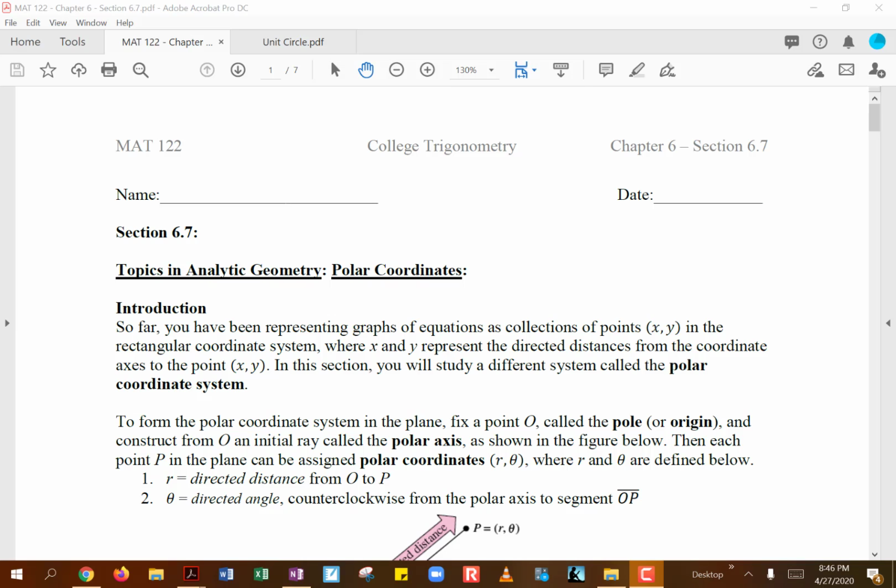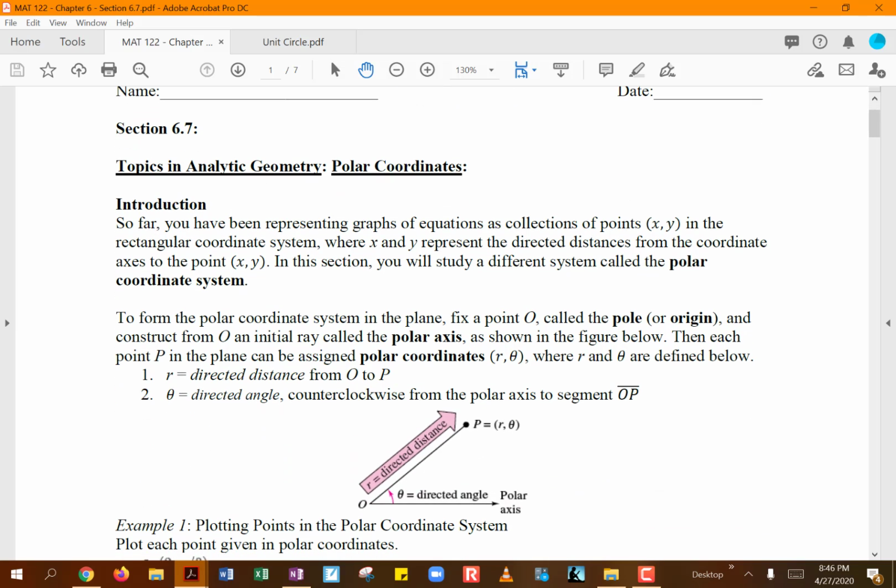Hey everyone, so we're looking at chapter 6 today and specifically section 6.7. As you can see, these are topics in analytic geometry and we are focusing on polar coordinates. Every kind of graphing that we have done so far has been in the rectangular coordinate system, where we are given the points x and y, right? Where x and y represent the directed distances from the coordinate axis.